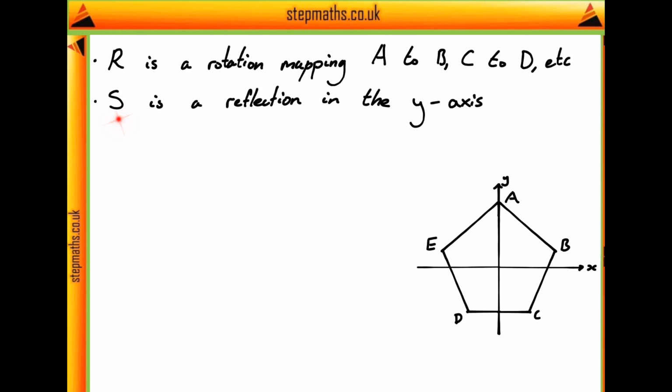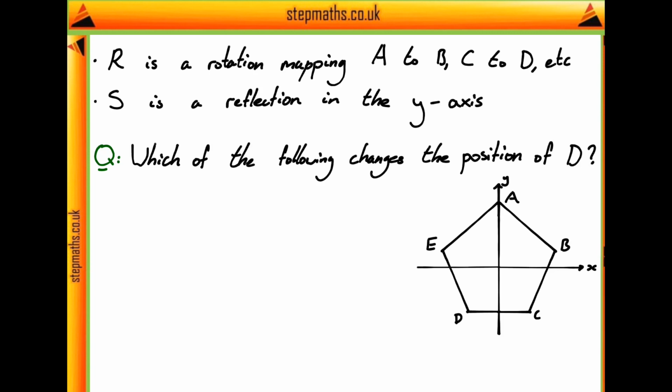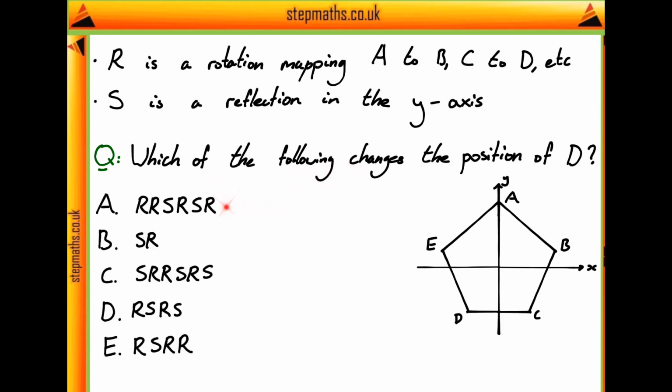We're also told that we have this symbol S, which represents a reflection in the y-axis. So R, of course, is just going to be this rotation of one point round a clockwise direction, and S just a reflection. With this information, then, what the question asks us to do is to find out which of the following changes the position of D. And we're given these 5 different orders of these transformations which we were just told about, R and S.